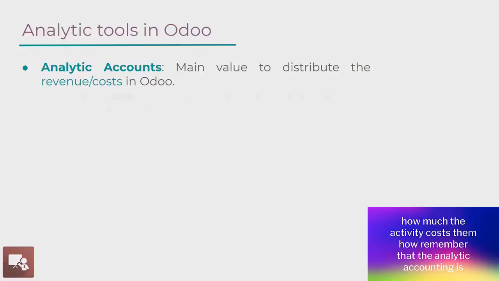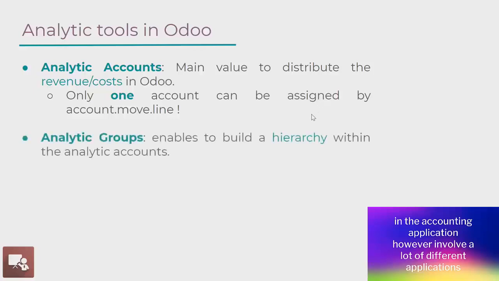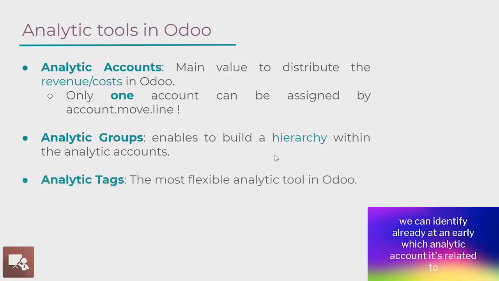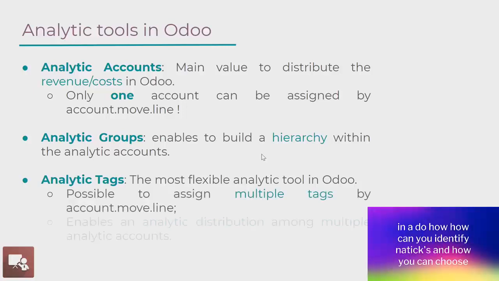The first tool that you can use are analytic accounts. That's the main value to distribute the revenue and costs, you can't have analytic accounting without an analytic account. However, the journal item is something that you can assign by account move line, so is a journal item, and you can actually choose one, that's the many to one field. Then analytic groups. This is something that you can't put a value on. It's only meant for building a hierarchy structure within the analytic account, so for each analytic group you can assign a parent group so you can build a hierarchy.